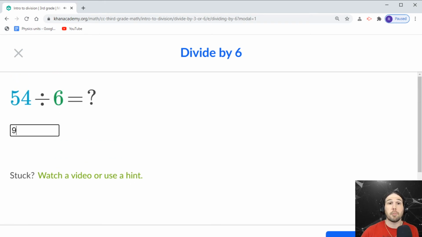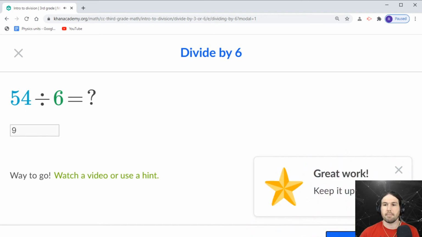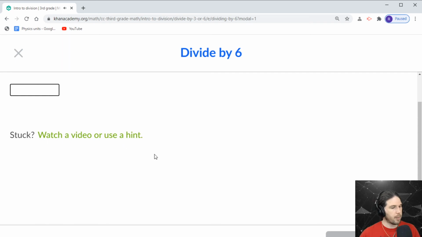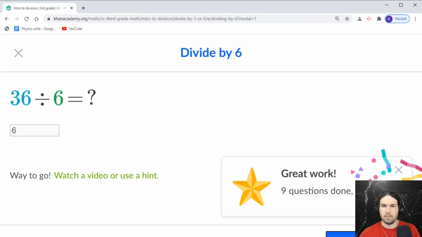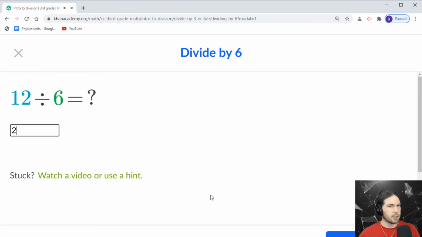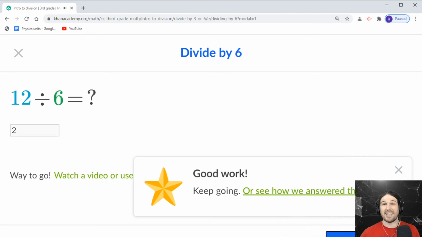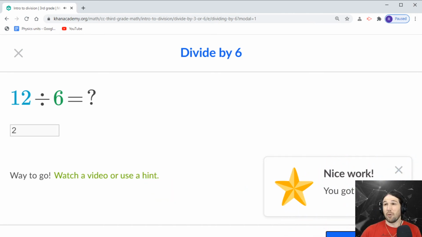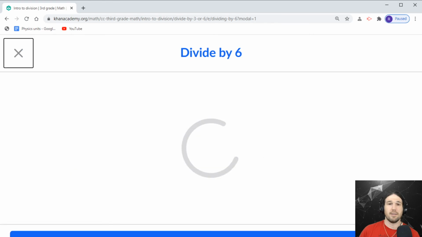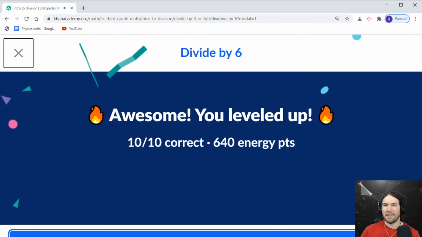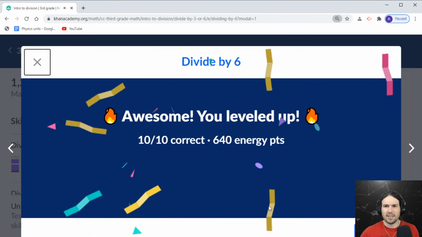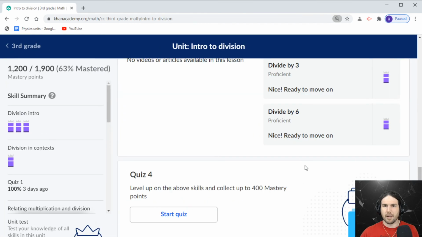Again, another multiple of 9, where if you take the 5 and the 4 and add them together, you get 9. It'll always be that way. 36 divided by 6 is 6. 12 divided by 6 is 2. I don't recommend trying to count by 6s. I'd have to really think about it to count by 6s. All right, that's dividing by 6.